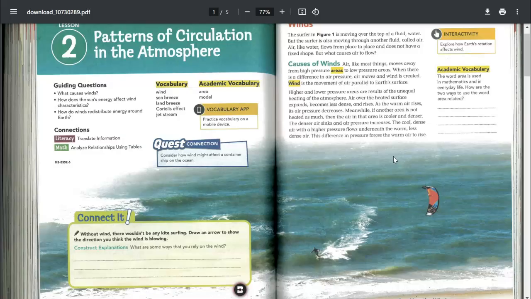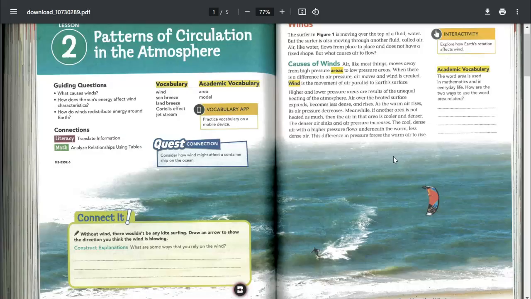Causes of winds. Air, like most things, moves away from high-pressure areas to low-pressure areas. When there is a difference in air pressure, air moves and wind is created. Wind is the movement of air parallel to Earth's surface. Higher and lower pressure areas are results of the unequal heating of the atmosphere.